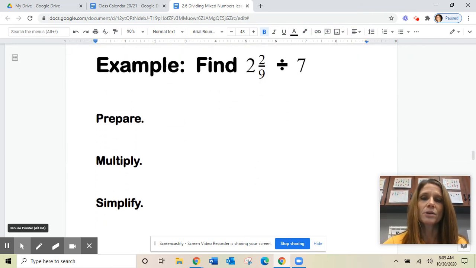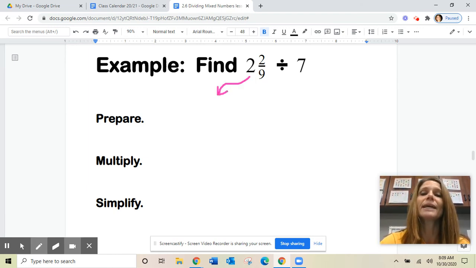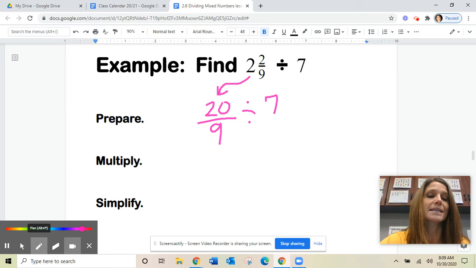Here's my next example. You can see that it's slightly different than the other examples because we start off with a mixed number, but I also have a whole number. So it's like if I had 2 2/9 pizza and 7 people were going to split that pizza. I'm going to prepare my mixed number by making it improper. 9 times 2 is 18, plus 2 bonus is 20, divided by 7 is a whole number.